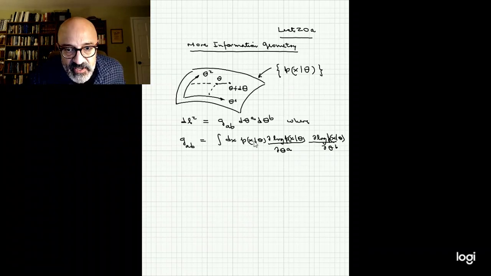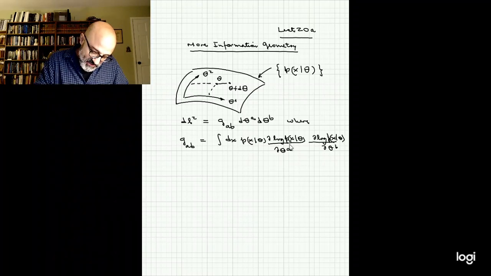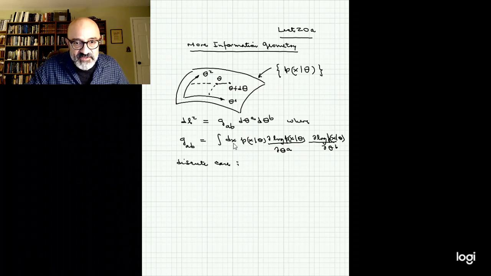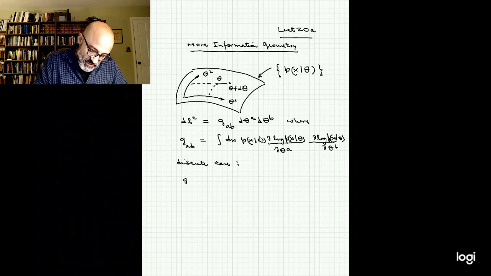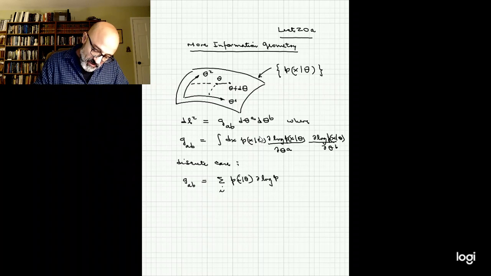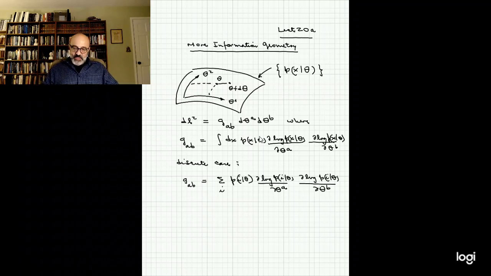This is in the case where the x's are continuous variables. For the discrete case, where we have, instead of x, maybe a simplex or something like that, where x is discrete, we get something like this. The metric is the sum over all values of i of p_i given theta, the derivative of log p_i given theta with respect to theta a, times the derivative of log p_i given theta with respect to theta b. Very good.